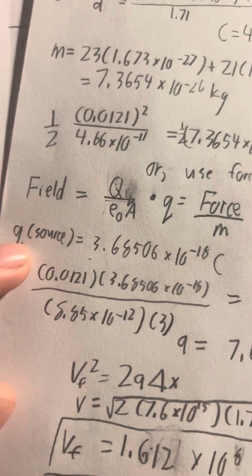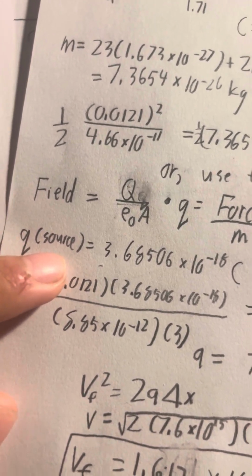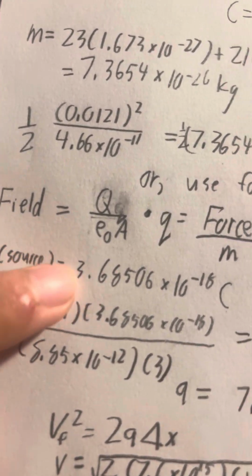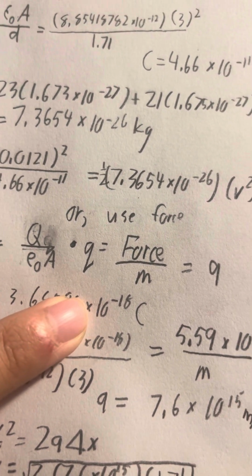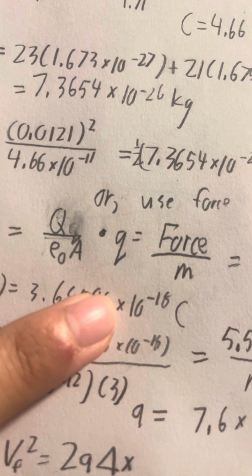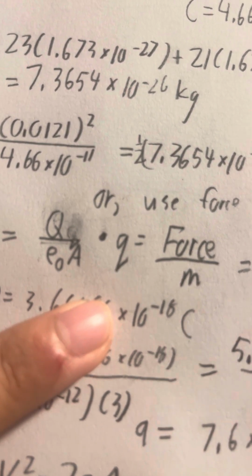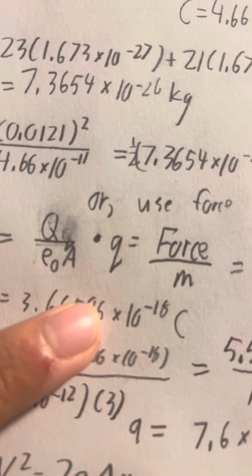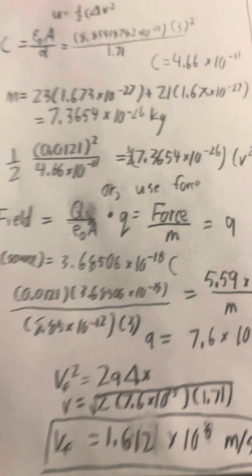So the source charge, the charge of the nucleus, can be represented by 3.68506 times 10 to the negative 18th. We just derived this by taking the 23 protons and multiplying by its charge of 1.6022 times 10 to the negative 19th. Let me write that down real quick, actually.